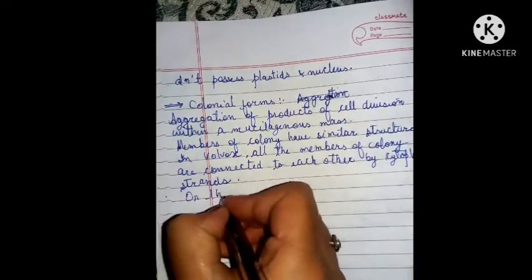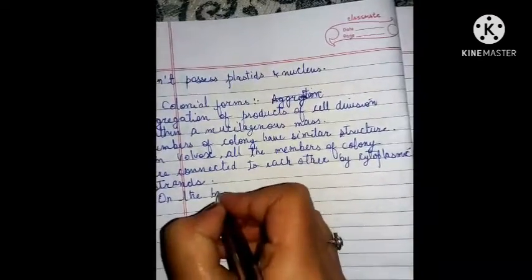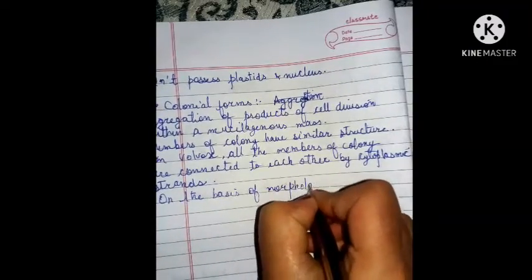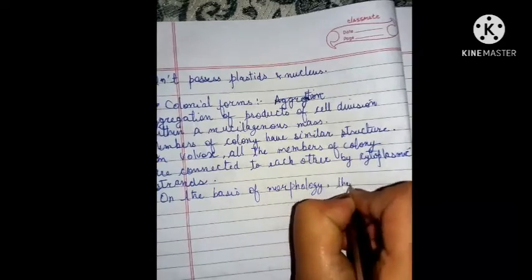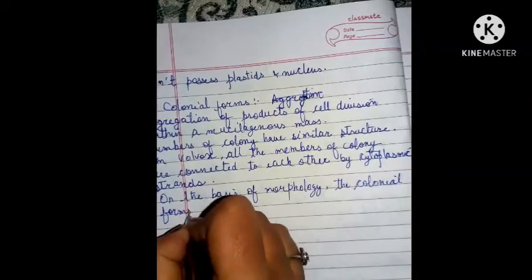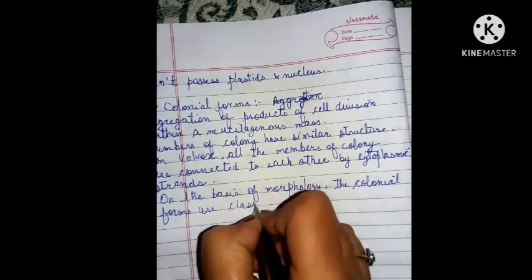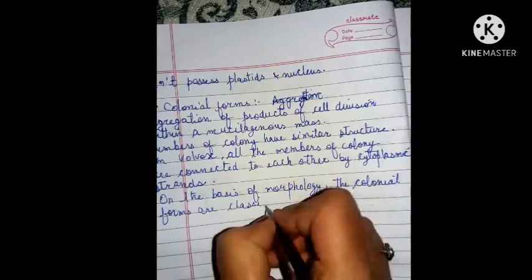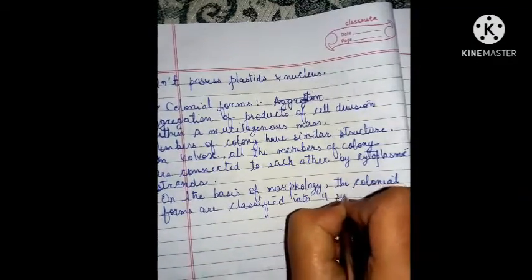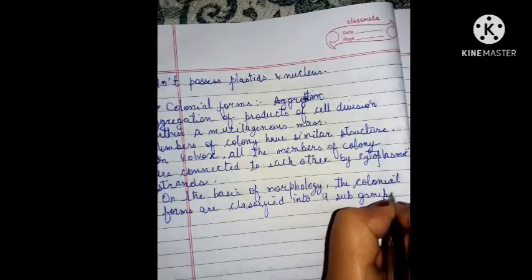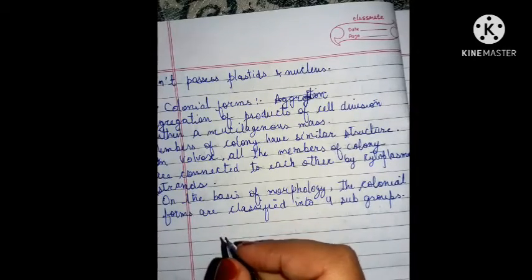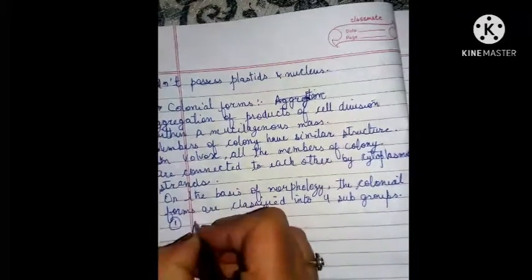On the basis of morphology, the colonial forms are further classified into 4 subgroups. That is Cenobium, Palmelloid, Dendroid, and Rhizopodial. First, Cenobium.